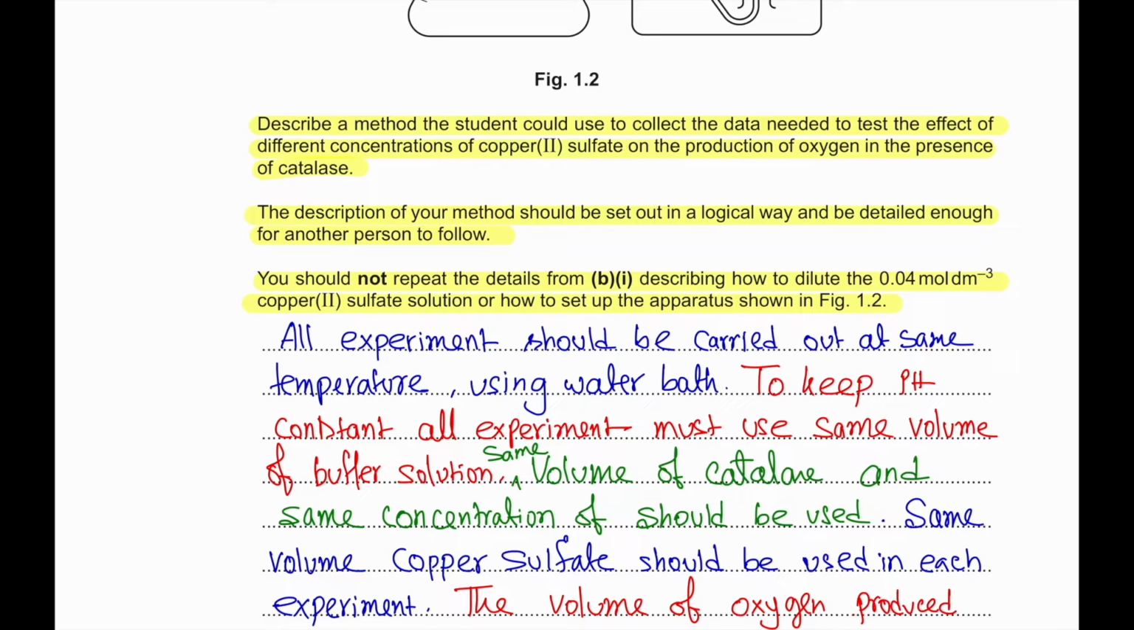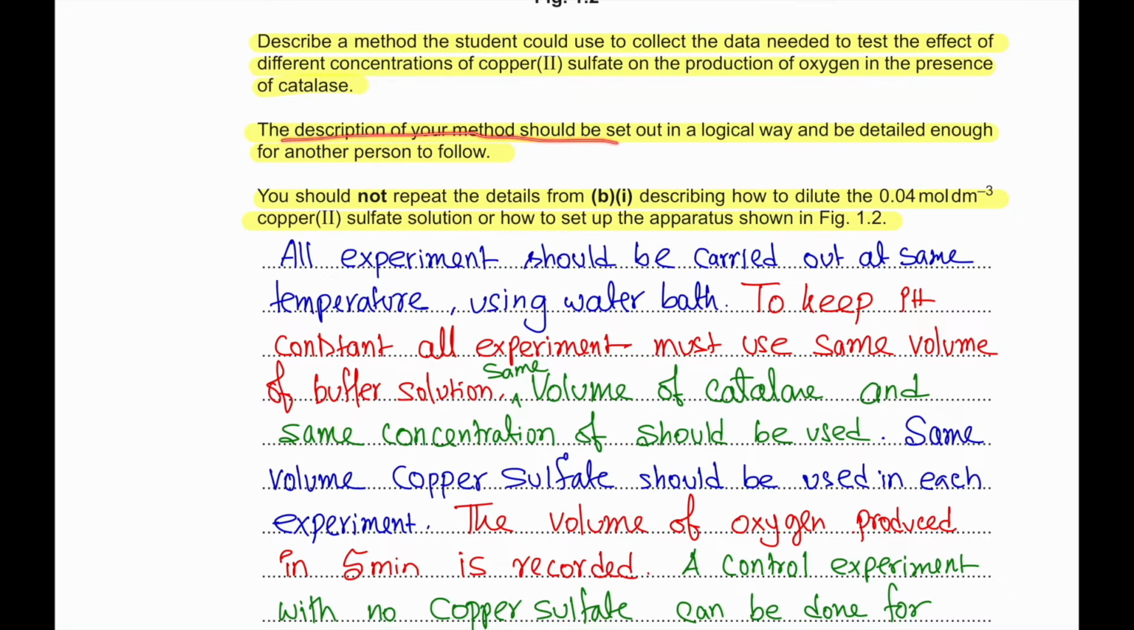Okay guys, so describe a method that the student could use to collect the data needed to test the effect of different concentrations of copper 2 sulfate on the production of oxygen in the presence of catalase. Now the question says that our description should be in a logical way so that another person can follow.